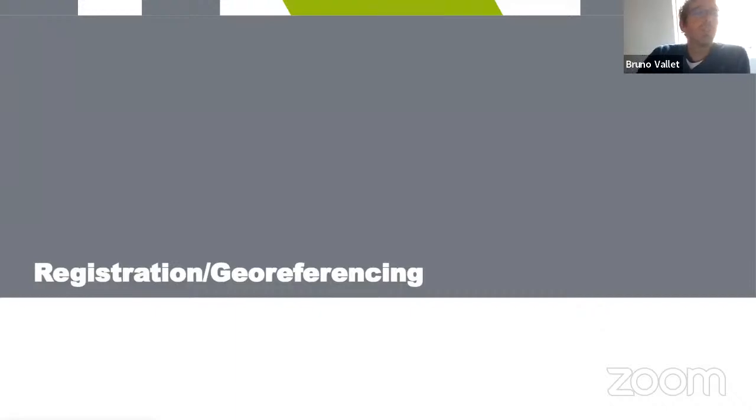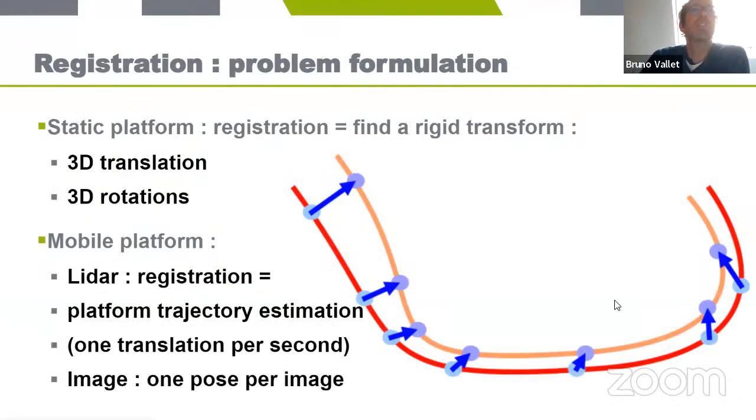Now I'm going to talk a little bit about registration. Once you have acquired all this data, if you want to build an accurate and precisely georeferenced model, you need to precisely georeference and register this data. If the platform is static, the problem is pretty simple. You need to find a rigid transform, a combination of a 3D translation and a 3D rotation, that will put your data in coherence.